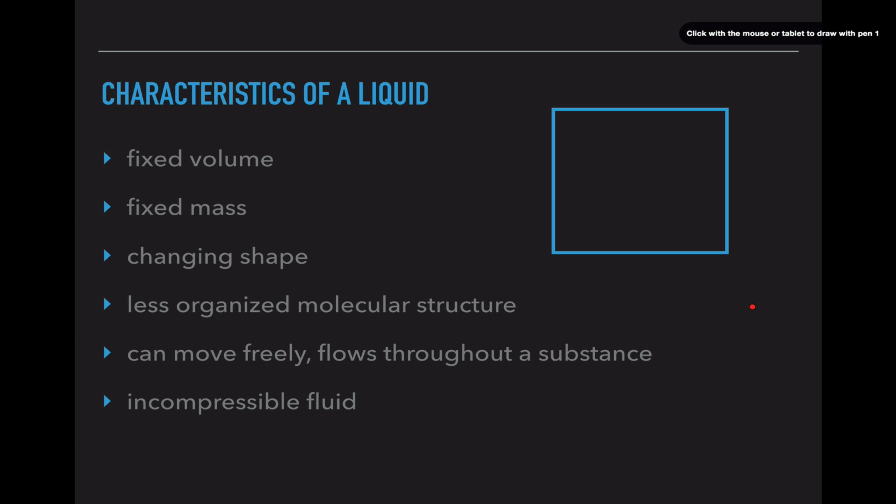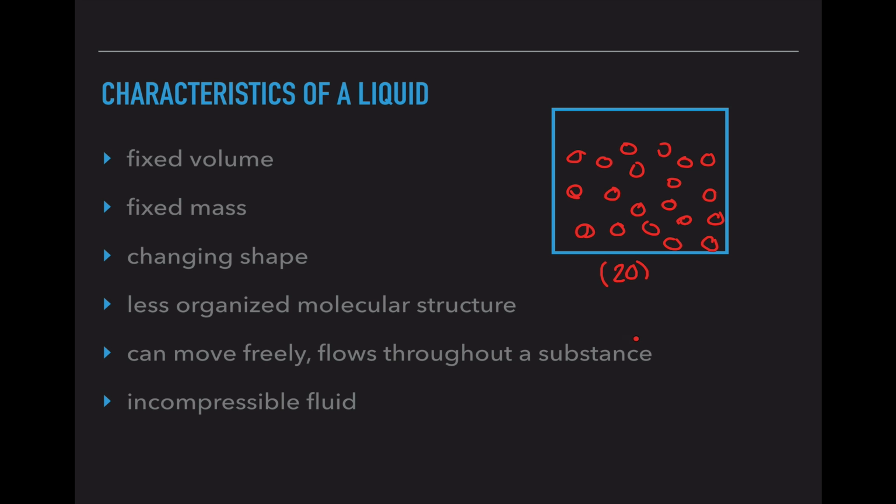Less organized molecular structure. On the last slide, we had 20 molecules. So I want to make sure that we draw 20 again. On the last slide, they were in the bottom third of the box. So now we're going to spread out a little bit more. So 20 molecules. And notice they're spread out a little bit more. They're not as organized. They're not nice and neat and orderly.